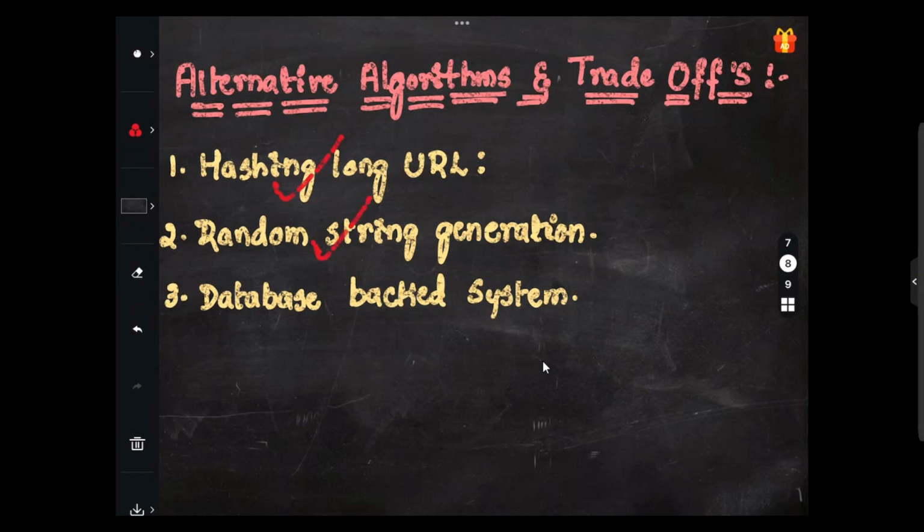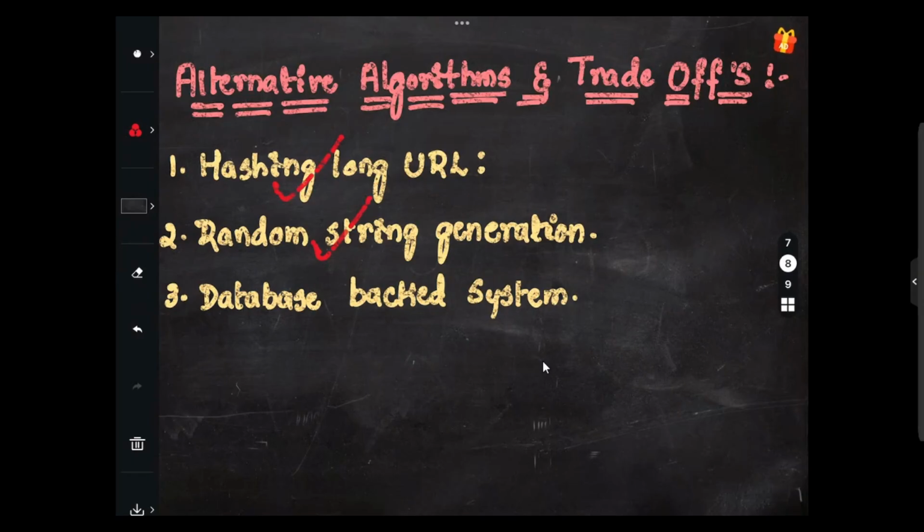The second one is random string generation, right? Random string generation, in the sense we have to avoid the sequential order. Potential collisions need regeneration. So this we also have to keep in mind. The third one, we can go with a database-backed system as well, right? For real scale, we can store the mappings in the database, and we can handle millions of URLs quite efficiently.